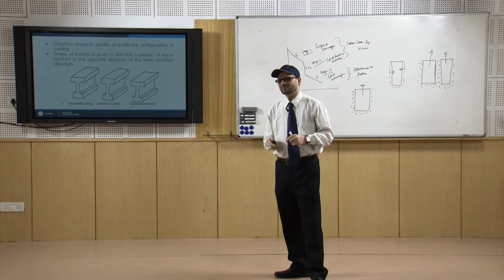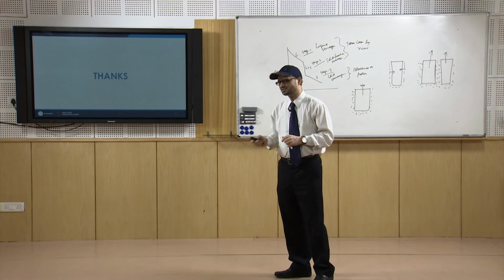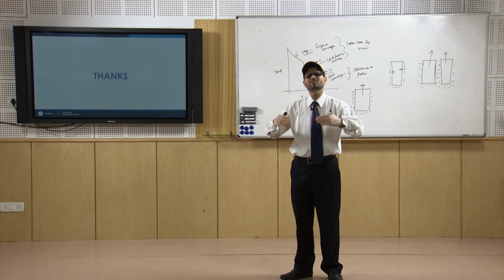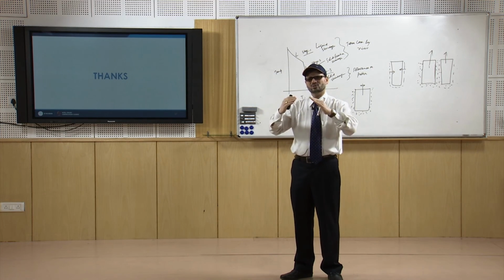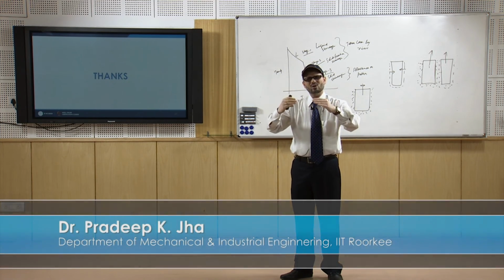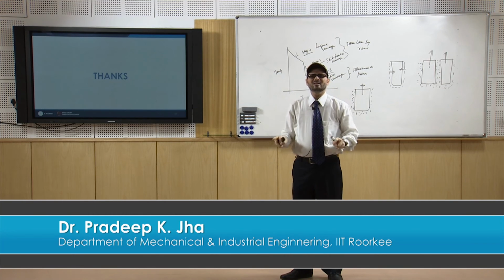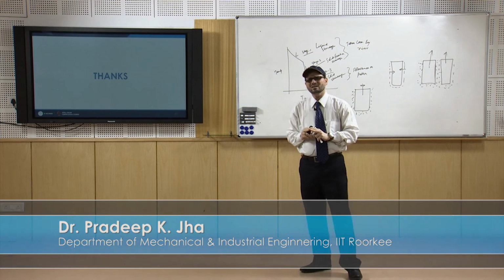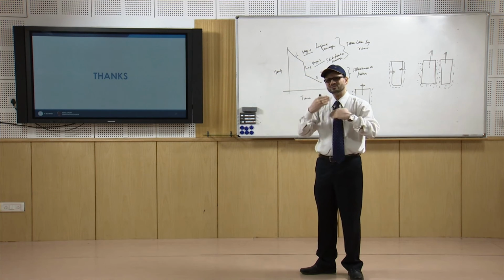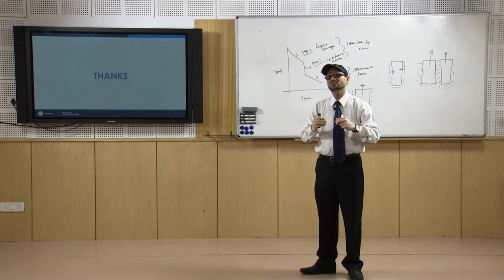These are the different kinds of allowances used in pattern making, which we use while calculating the final dimension of the pattern, and that helps in getting the proper size of the casting.